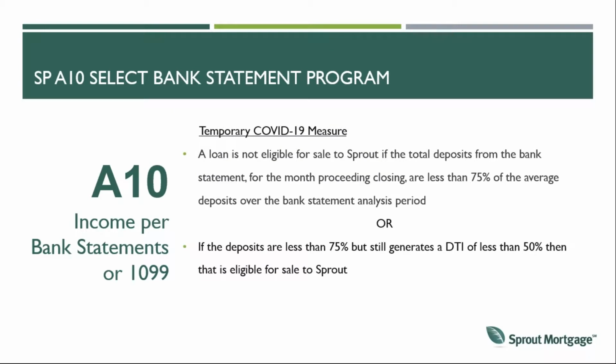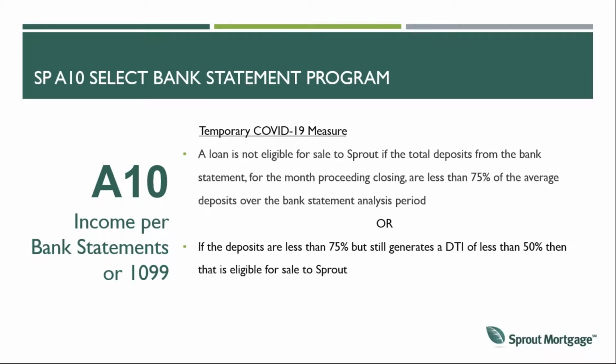We do have some additional information to share with regards to COVID-19. That information is here on the screen. I'll read it to you. A loan is not eligible for sale to Sprout if the total bank statement deposits for the month preceding the closing are less than 75% of the average deposits over the bank statement analysis period, okay? So this is temporary due to COVID-19.